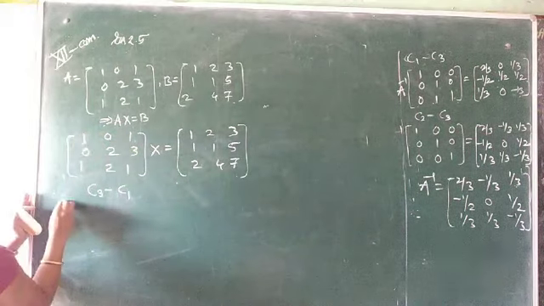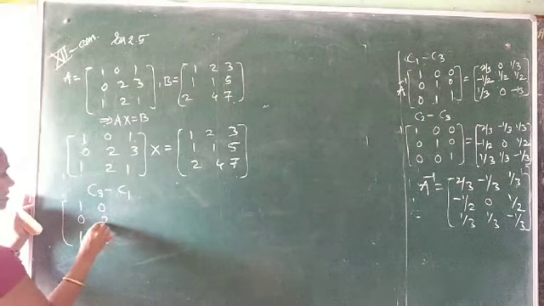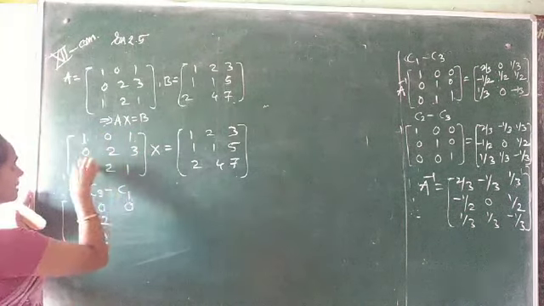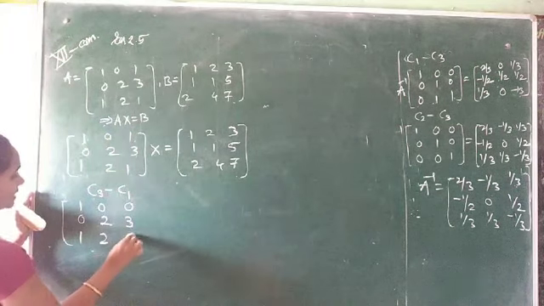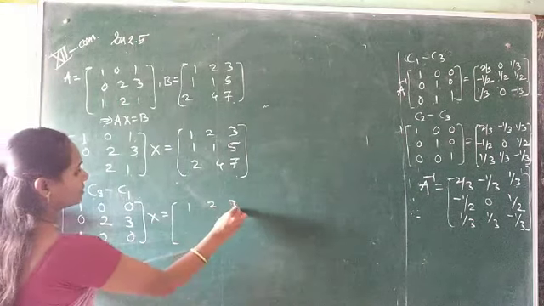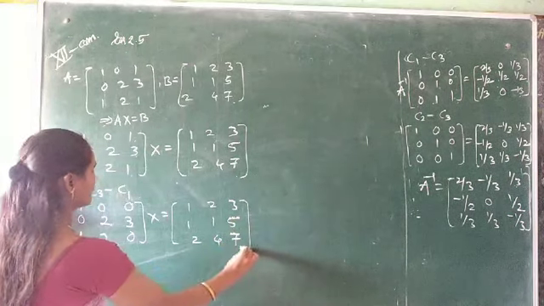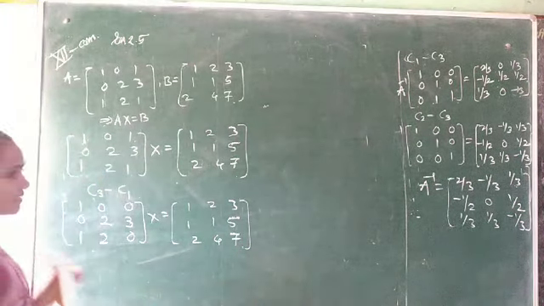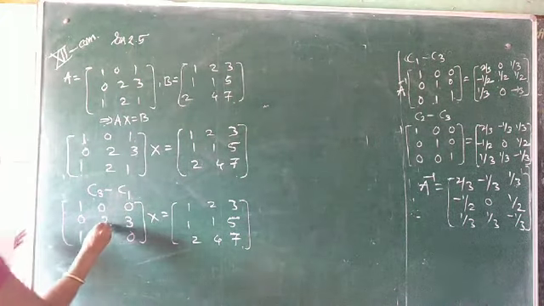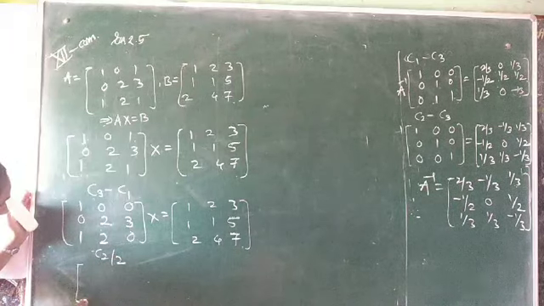So subtraction of the two: 1 0 1, 0 2 2. Changing only C3. So write C1 and C2 as it is. 1 minus 1 is 0. 3 minus 0 is 3. 1 minus 1 again it is 0. Into X is equal to 1 2 3, 1 1 5 and 2 4 7. Now see next, here we have to make this 2 into 1. So here we divide by 2. Here we divide C2 by 2. Then it becomes 1. So C2 upon 2.